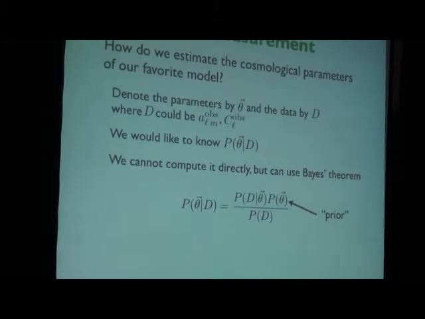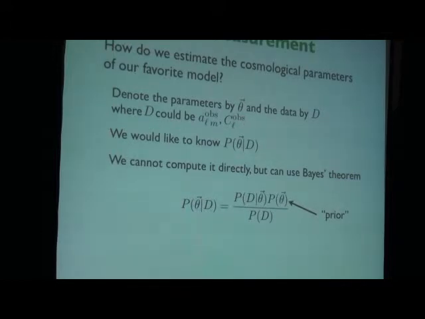Now, the question is, once we have these, how do we actually estimate the cosmological parameters in our favorite model? My notation will be that the parameters in the model will be denoted by theta. Sometimes I'll drop the vector, so whenever there's theta, it's really a set of parameters, and these parameters will describe the model, so these could be the lambda CDM parameters, omega_b h squared, omega_c h squared, and so on.